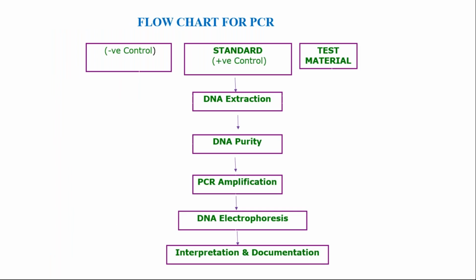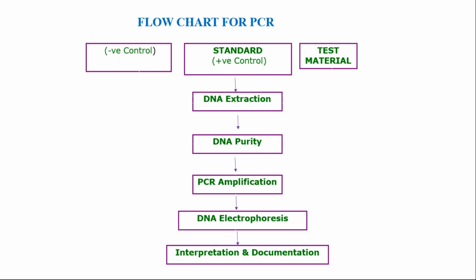So in a flowchart for the polymerase chain reaction or PCR, what you need is the test material, and it is very essential that you have two standards: a positive control, where you are sure that the DNA is there, and a negative control, where you know that the DNA is absent. So the first step is DNA extraction, and I will tell you how we do that.